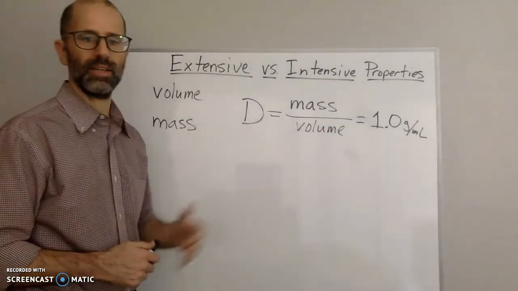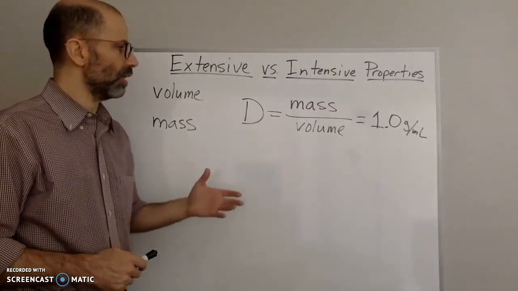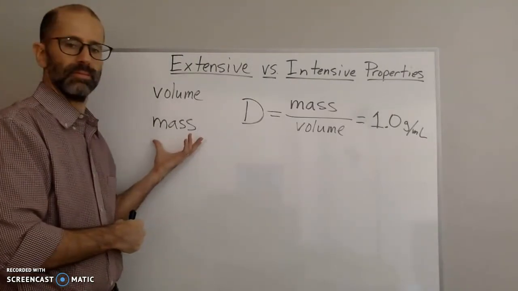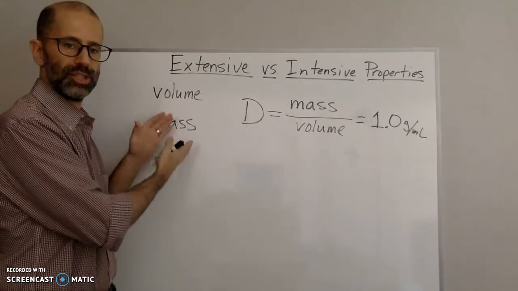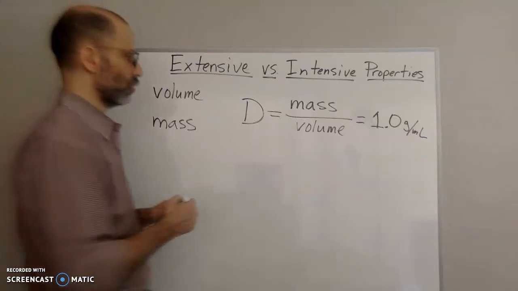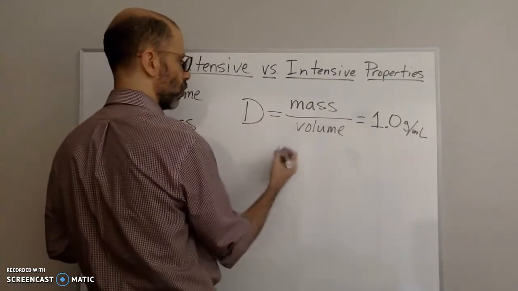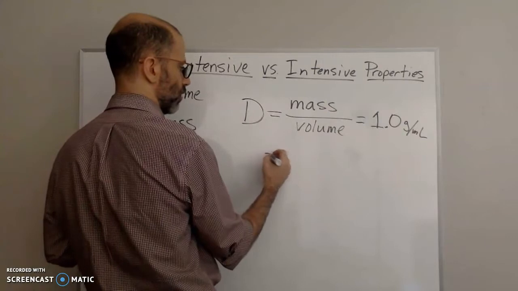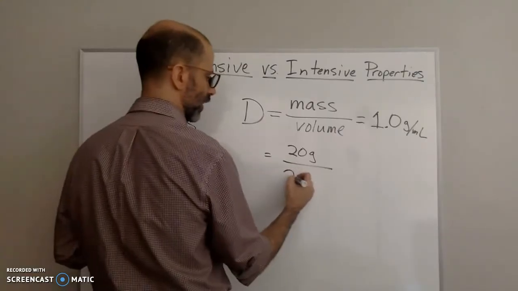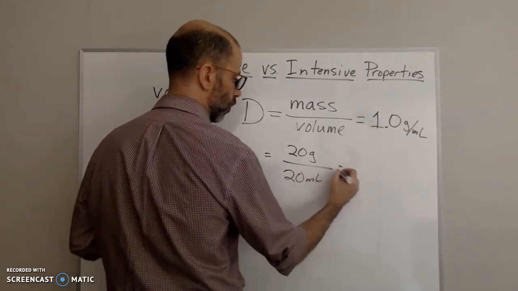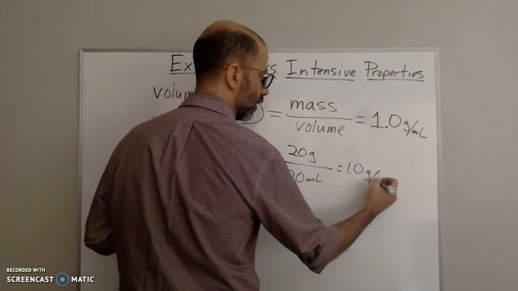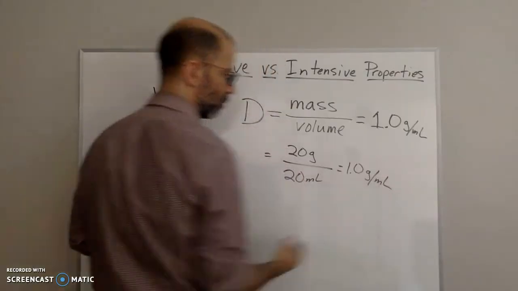If I have 20 milliliters of water, then I have a certain amount of mass and a certain amount of volume. That ratio of volume to mass for the water is not going to change. It's going to stay the same. So if it's 1-to-1, if I have 20 grams of water, then I should have 20 milliliters of water, and I still get 1.0 grams per mil, right?